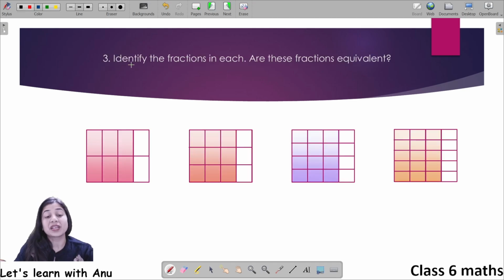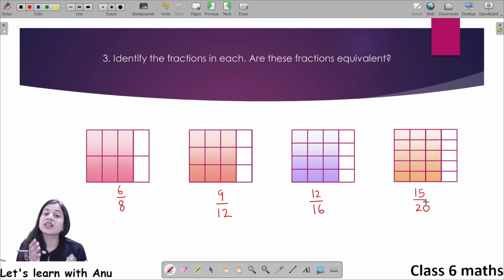Question number 3. Identify the fractions in each. Are these fractions equivalent? Let's firstly write the values of the fractions. So the first one is 6 by 8. Next is 9 by 12. This is 12 by 16. This is 15 by 20.